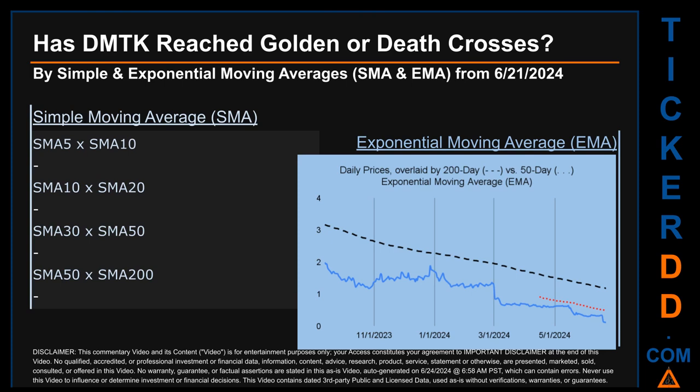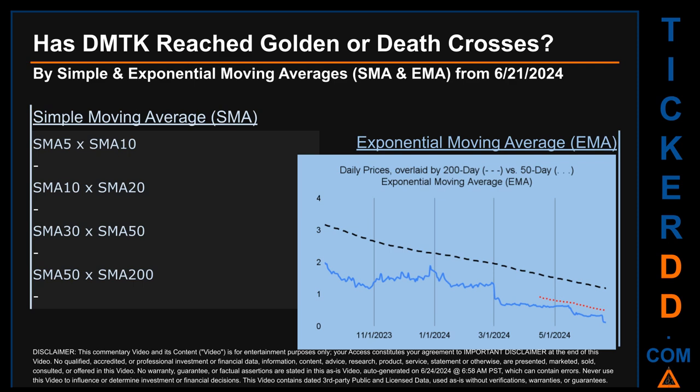Has DMTK price reached golden or death crosses? Golden cross and death cross are basic signals that compare average prices across two specified trade day ranges, a short-term versus a long-term range. For example, 5-day versus 10 trade days. Essentially, a golden cross is a bullish signal. It appears when a ticker's short-term moving average crosses above its long-term average. Vice versa, a death cross is a bearish signal when the short-term crosses below its long-term moving average.